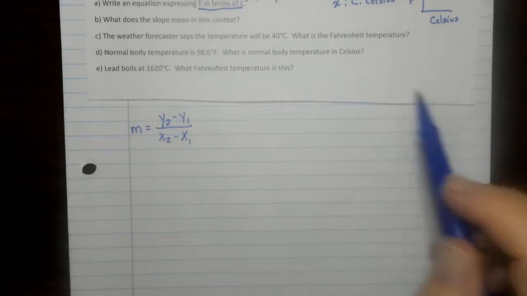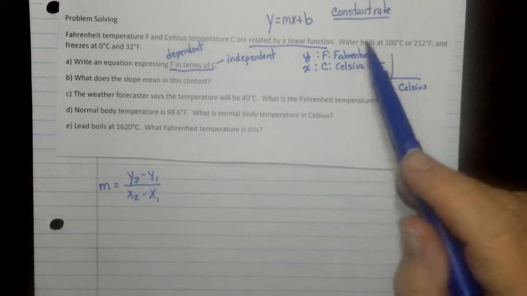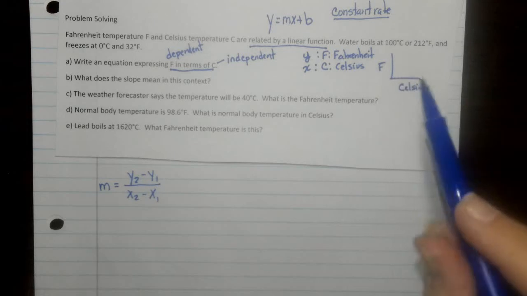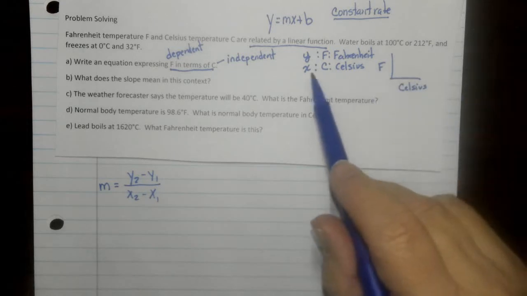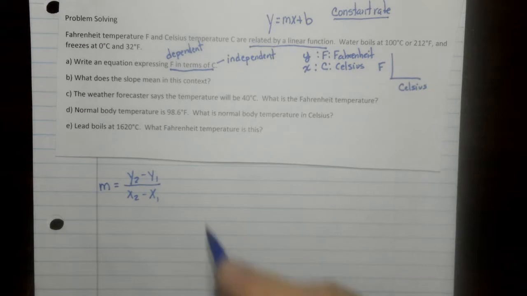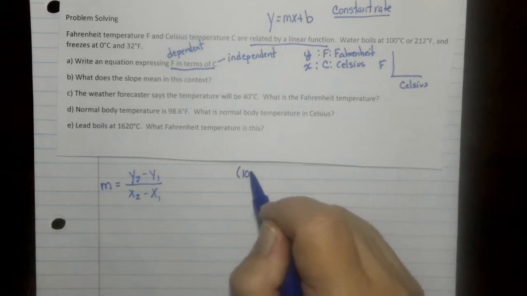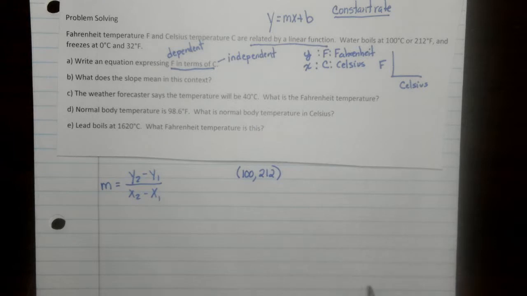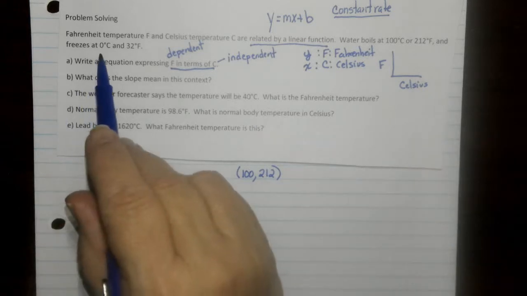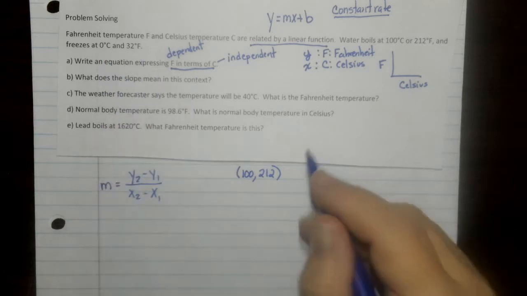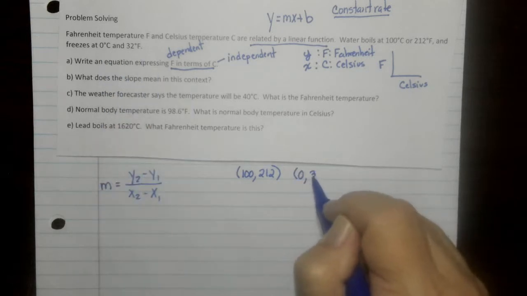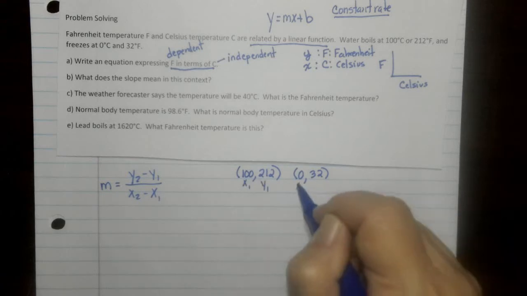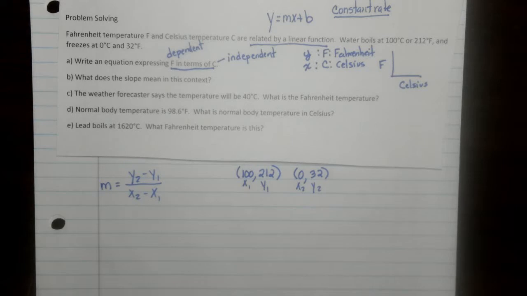Well, I'm given those two ordered pairs actually. 100 degrees Celsius, 212 degrees Fahrenheit. That's an ordered pair. Celsius X, Fahrenheit Y. So I have an ordered pair at 100, 212. Then do you see I have another ordered pair, 0 degrees Celsius, 32 degrees Fahrenheit. So 0 and 32, that's my other ordered pair. X1, Y1, x2, y2.